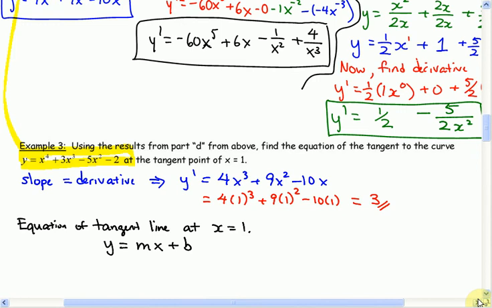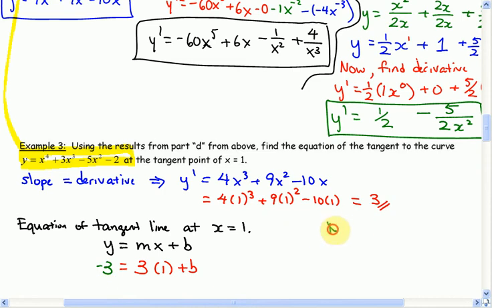But you do it. M is 3. X is 1. What's y? Negative what? How do you get negative 3 for y? No, I said, what's y? And then Helena says negative 3.